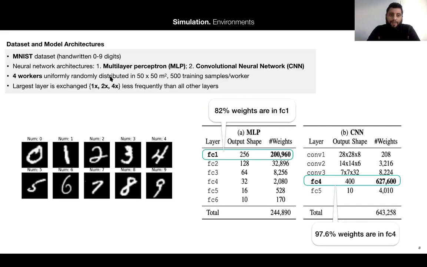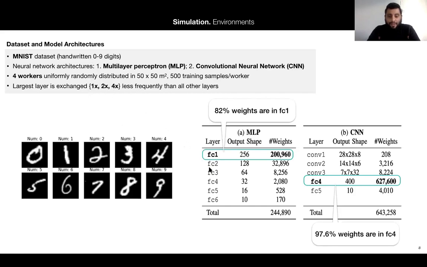We considered 3 variants for federated JDMM. We refer to them as 1x, 2x, and 4x. What we mean by that, first of all, in 1x, every layer is shared at every iteration. And when I say every iteration, I mean every global iteration. Within each global iteration, every worker still runs a number of local iterations to update its local model. So when we say 1x, then every layer is shared at every iteration.